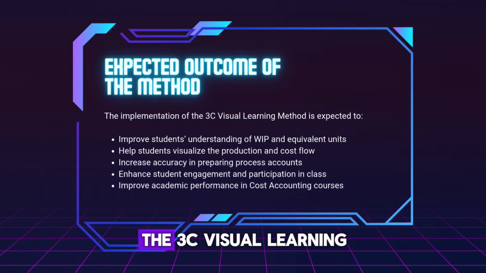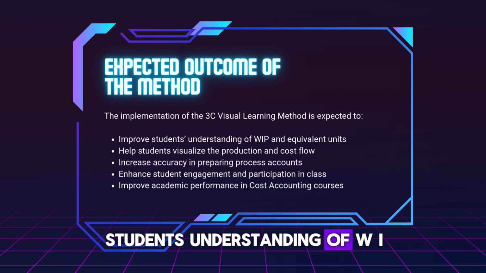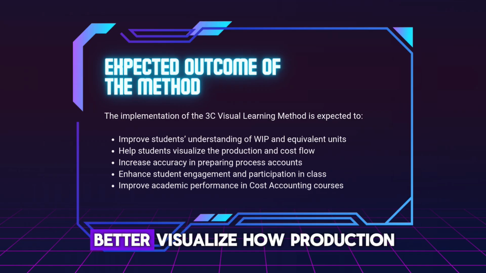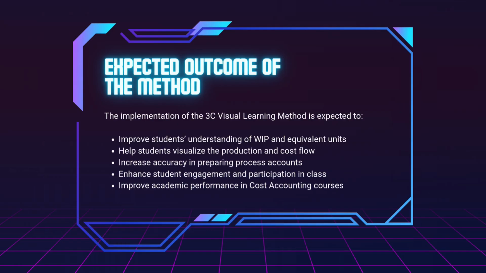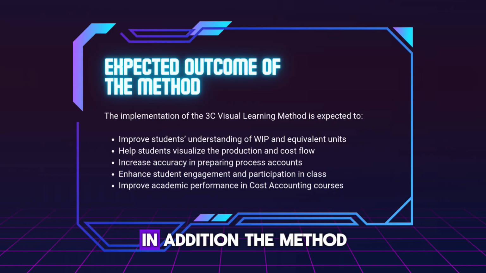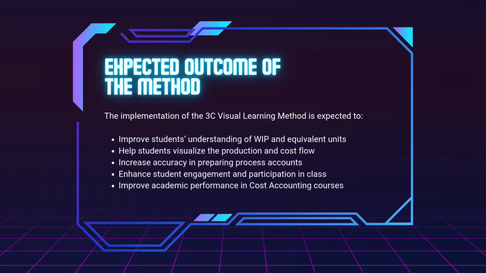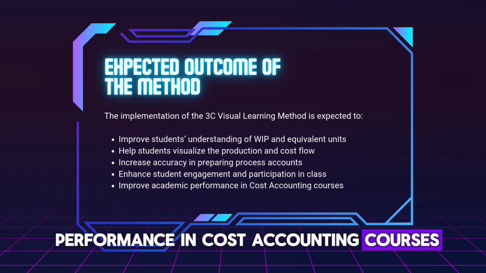Expected outcome. The 3C visual learning method is expected to significantly improve students' understanding of WIP and equivalent units. It helps students better visualize how production and cost flow through processes. This leads to greater accuracy in preparing process accounts. In addition, the method increases student engagement and participation, which ultimately contributes to improved academic performance in cost accounting courses.